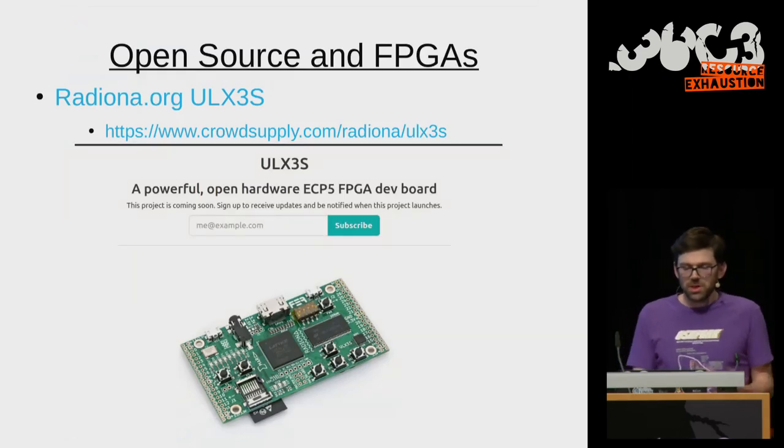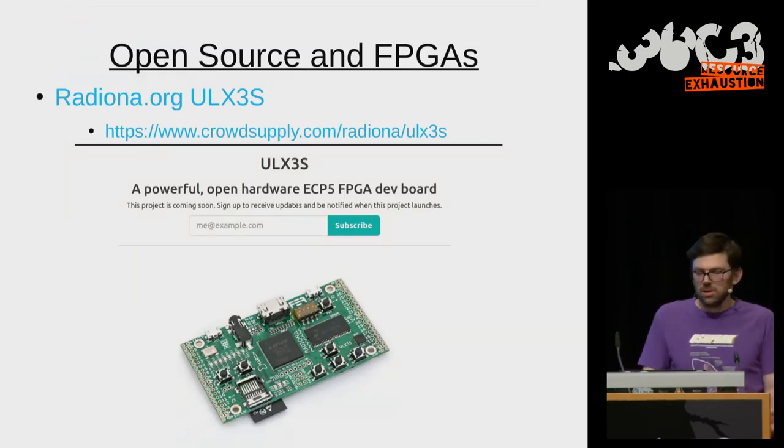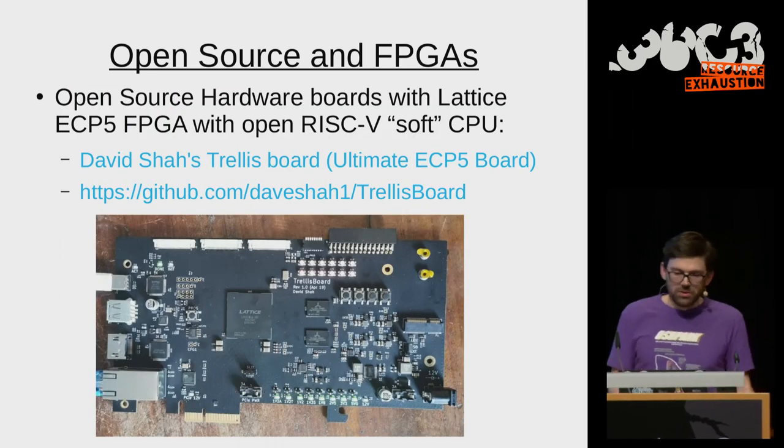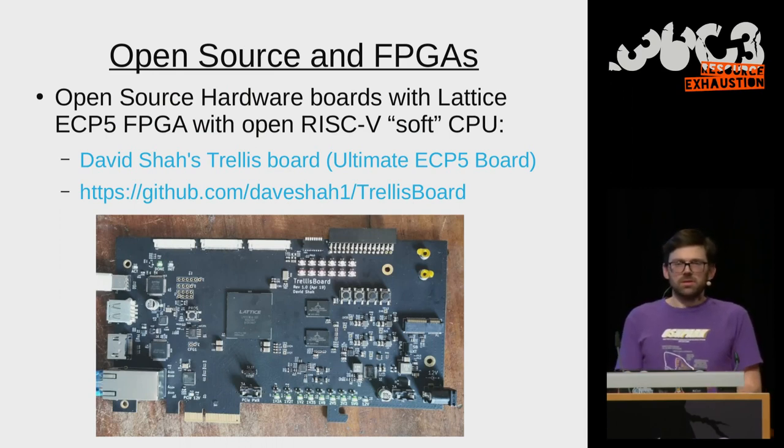One of the other boards came out of a hackerspace in Croatia, Radiona. That's also using the ECP5 FPGA, and that's capable of running Linux as well. They're about to do a crowdfunding campaign now, so you can check that out on CrowdSupply. And then David Shah, one of the open source developers, created this ultimate board called the Trellis board, which I think would be pretty attractive for running Linux. I think it has about a gigabyte of DDR memory, so it's a pretty substantial system for running Linux. And it's open source. You can download the plans and build it.